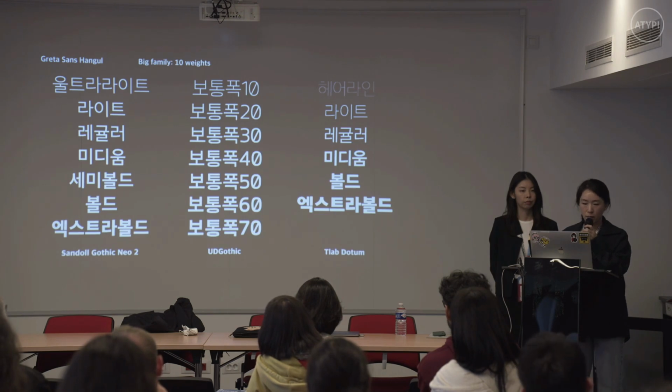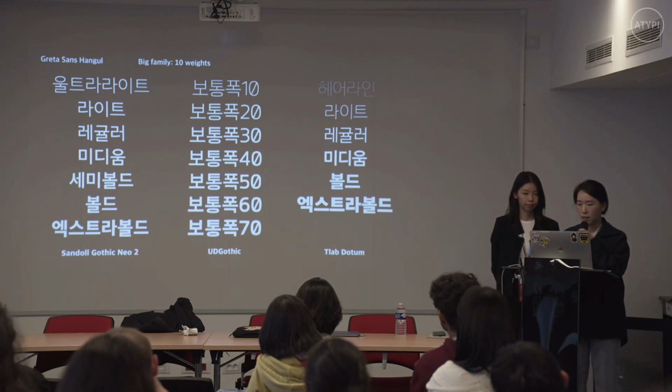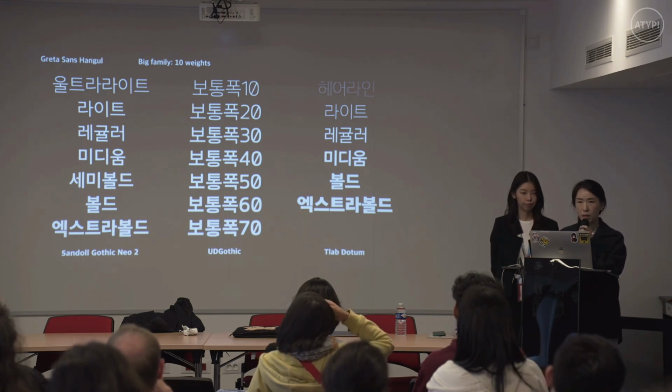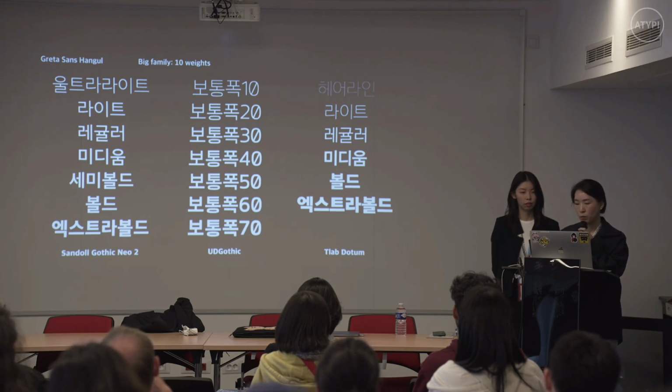Another important meaning of this Greta Sans Hangul is that it is a big family that covers from hairline to black. In a Latin font family, it's not that difficult to find a family with about 10 weights from hairline to black. However, in other scripts that have complex letters, there are limits to how bold a weight can be designed, and Hangul is one of those scripts.